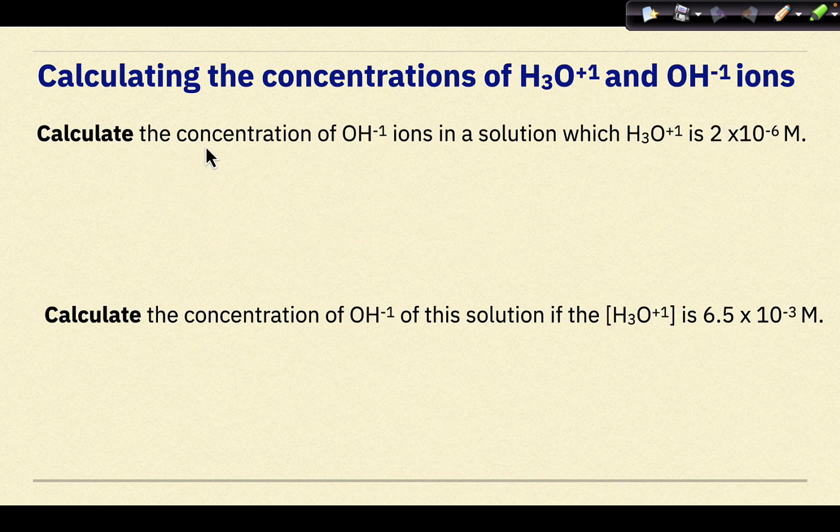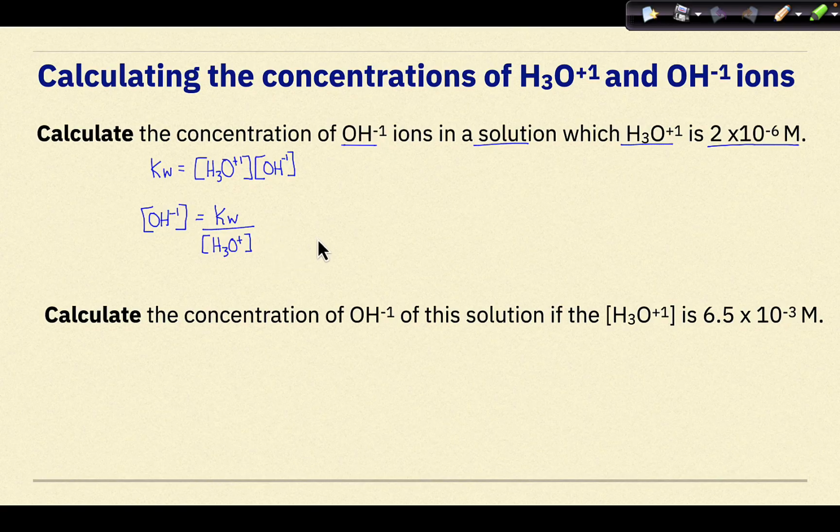Calculate the concentration of hydroxide ions in a solution where the hydronium ion concentration is 2 times 10 to the negative 6 molarity. The first thing that we're going to do is write the equilibrium constant expression for water. Then I'm going to rearrange it to solve for hydroxide ion concentration. Next, I'm going to plug in my values, and then I'm going to complete the calculation. When I divide these two values, my final answer is 5 times 10 to the negative 9. And that gives me my hydroxide ion concentration.